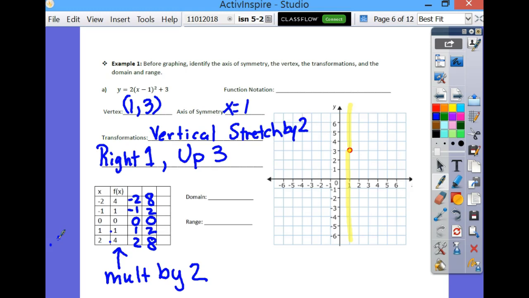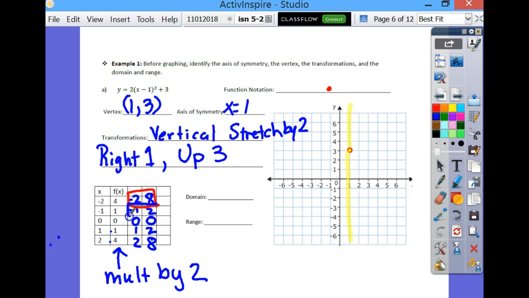Those numbers have been stretched vertically. But again, I'm not counting these numbers from 0, 0. I'm counting these numbers from my new vertex point. So I am going to count these numbers from my vertex point. I'm going to go over 2 and up 8, so it's going to go all the way off the top of my graph.